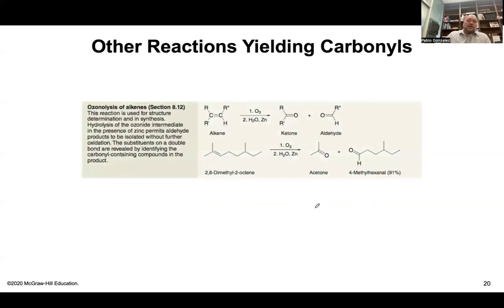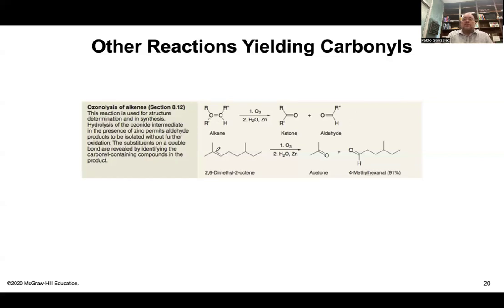Other reactions, as we saw before, can produce carbonyl groups as ketones and aldehydes. Remember when we talked about, in section 8.12, the ozonolysis of alkenes: we break this double bond and we add an oxygen on each end, and that will produce a ketone and an aldehyde, or 2 aldehydes, or 2 ketones, depending on what we have as R in here.